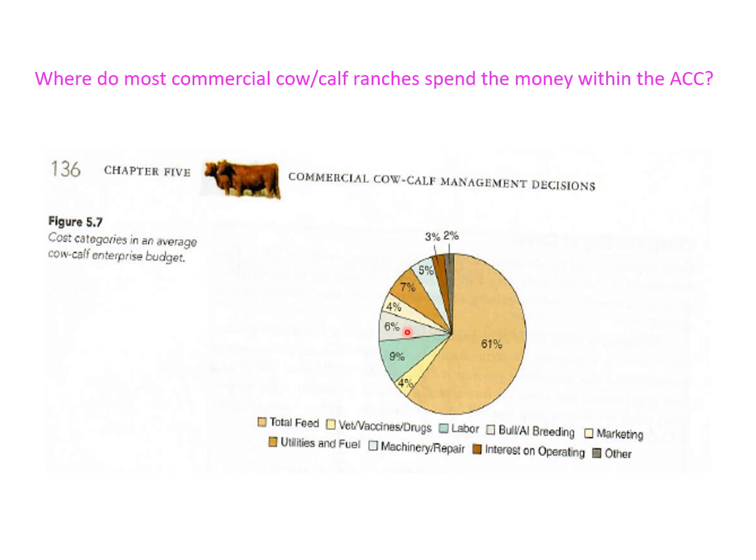Bull cost and AI breeding, so buying semen or paying somebody to breed our cows and buying the semen, 6%. Marketing, about 4%. Utilities and fuel, about 7%. Machinery repair, cost of machinery and repairs, 5%. Interest on any operating loans, 3%, and the smallest is obviously the 2% here in the other category.